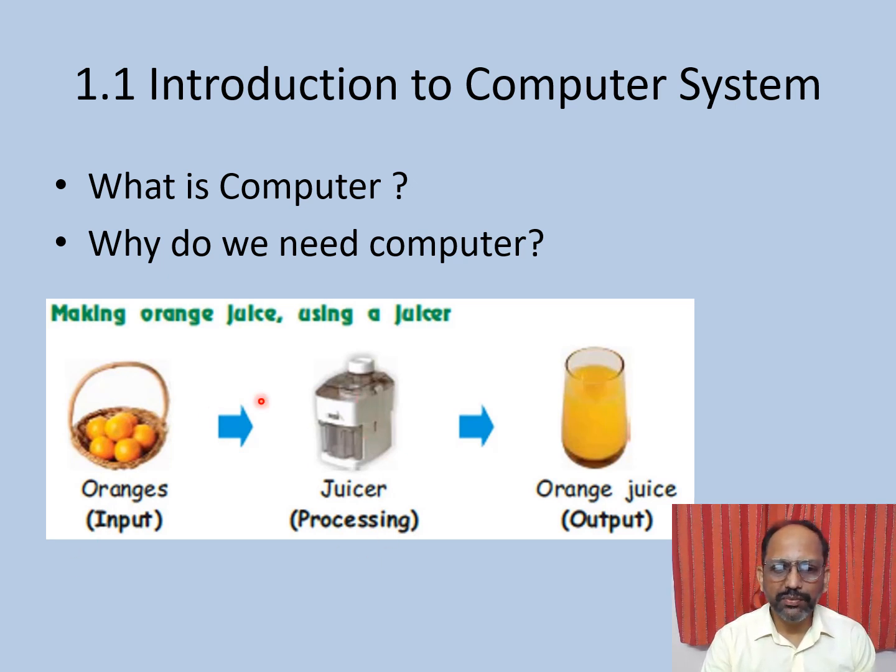So here, what I'm inputting into the juicer is the oranges. What is the juicer going to give me after the processing? Orange juice. Likewise, we require a device that accepts something as the input and processes it. After the process, it gives us the required result, the expected result.